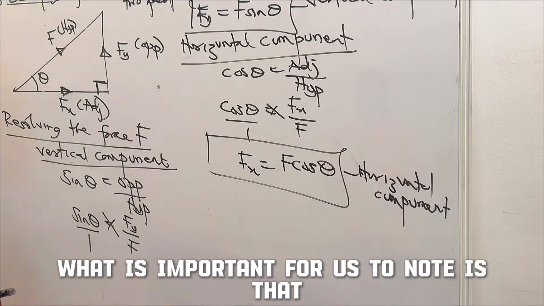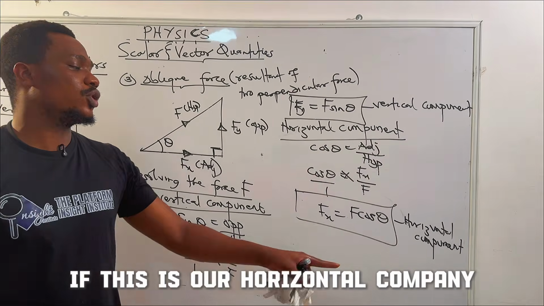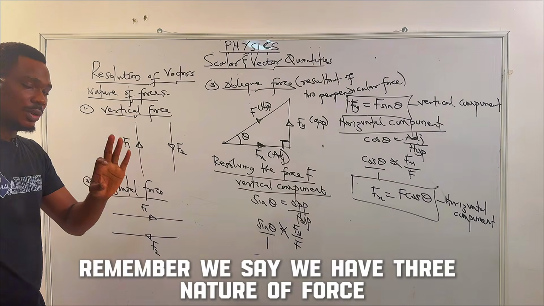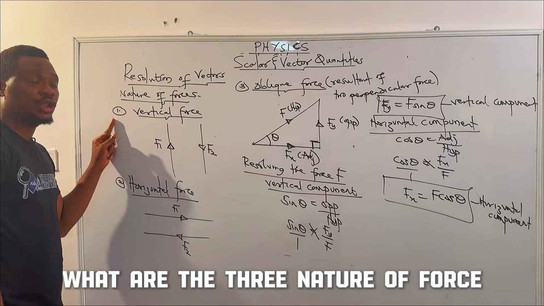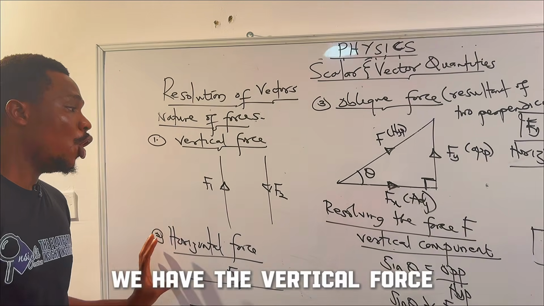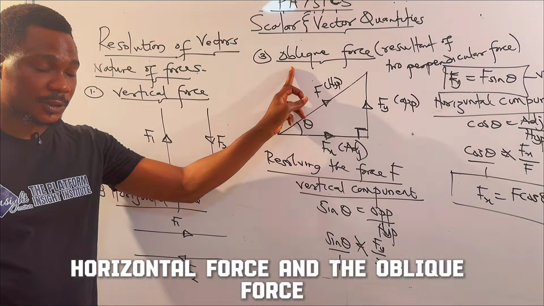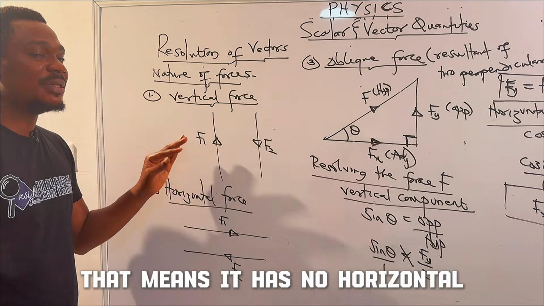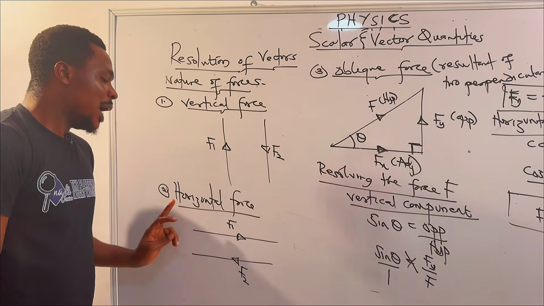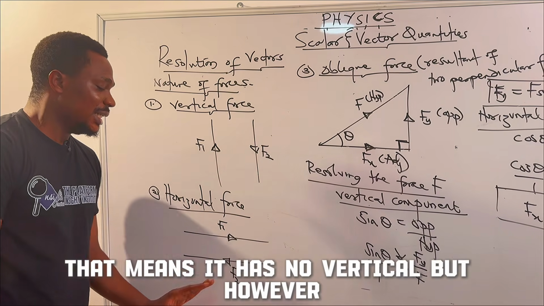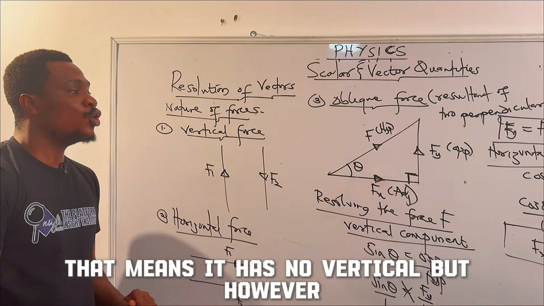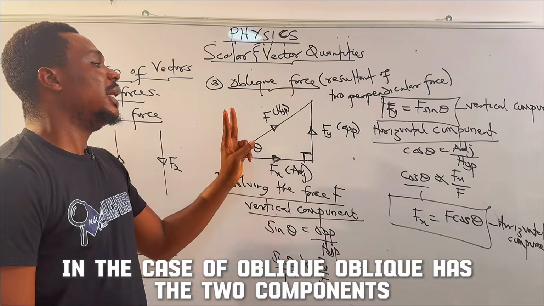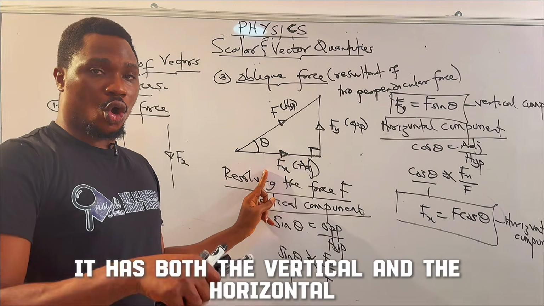Now, quick one. What is important for us to note is that, by analysis, let's quickly analyze what we have. Remember we said we have three natures of force. What are the three natures of force? We have the vertical force, horizontal force, and the oblique force. A vertical force has no horizontal component. A horizontal force has no vertical component. However, the oblique force has two components. It has both the vertical and the horizontal.